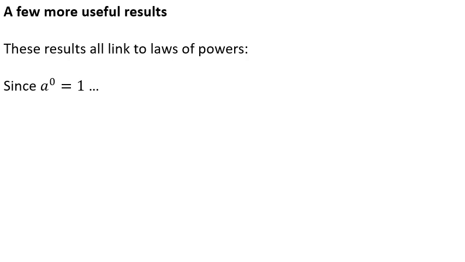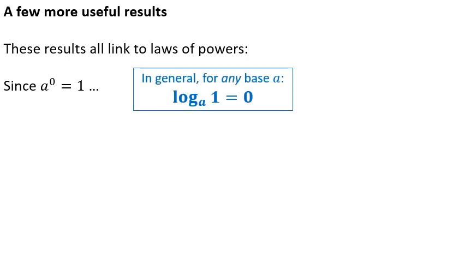If you have any base whatsoever and you raise it to the power of 0, you always get an answer of 1. 3 to the 0 is 1, 17 to the 0 is 1, a half to the 0 is 1. And that means that if you take logs, with any base you like, of the value 1, you get an answer of 0. We're saying the power associated with a value 1 is always 0.